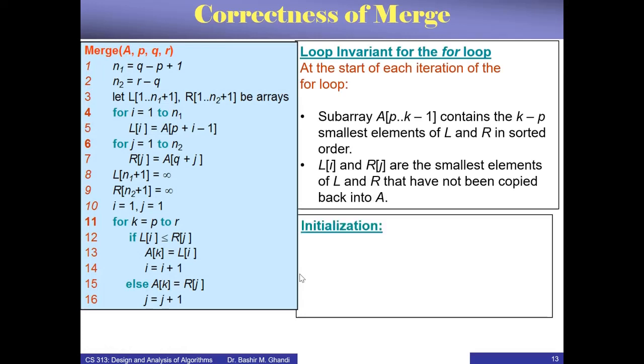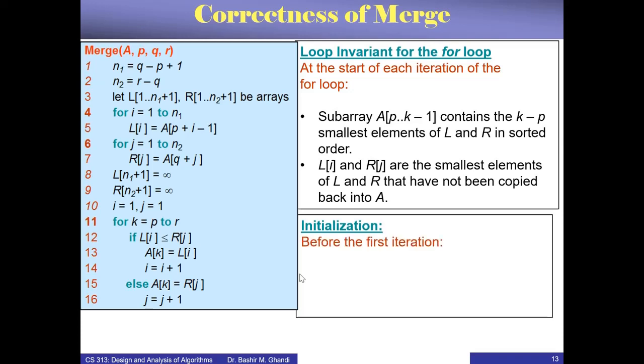As we learned, proving using loop invariant involves 3 steps. You have to prove that the invariant is true before even the loop starts. So this is called initialization. We will show that it is true after each iteration. Before the next one starts, it remains true. And then finally, after the last iteration, it should also remain true.